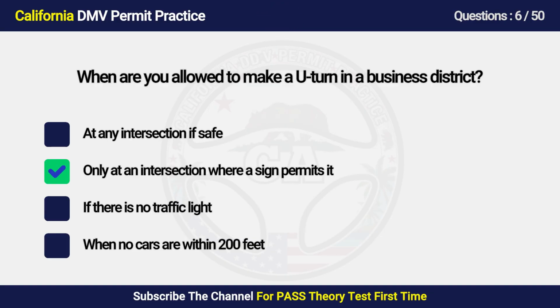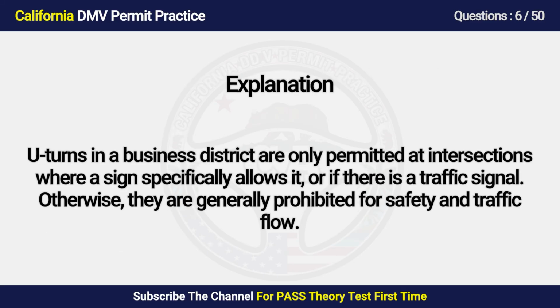Answer is B. Only at an intersection where a sign permits it. U-turns in a business district are only permitted at intersections where a sign specifically allows it, or if there is a traffic signal. Otherwise, they are generally prohibited for safety and traffic flow.